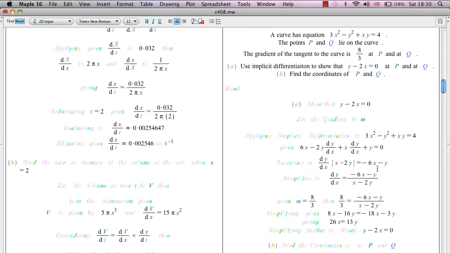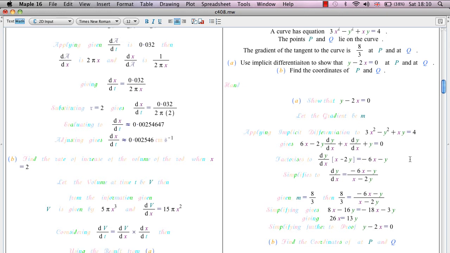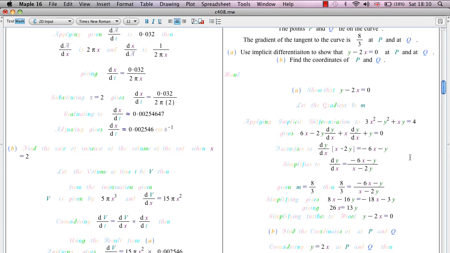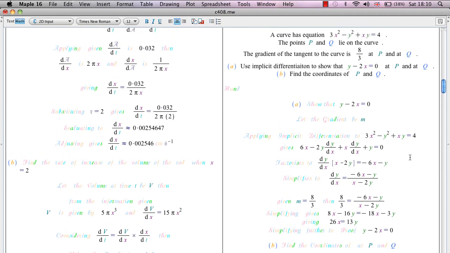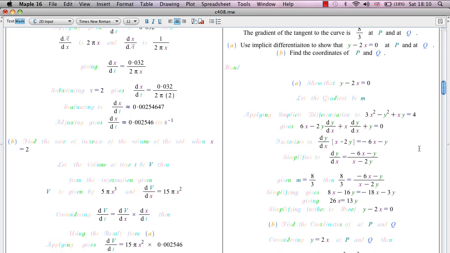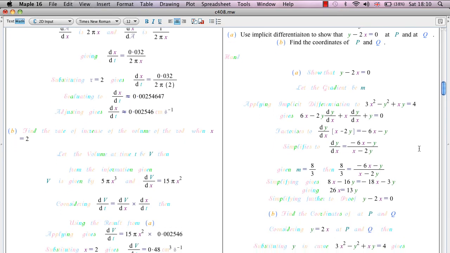So applying implicit differentiation to the curve gives an expression for dy dx, and we're given that the gradient is 8/3 at P and Q. So solving for 8/3 simplifies to the proof required.